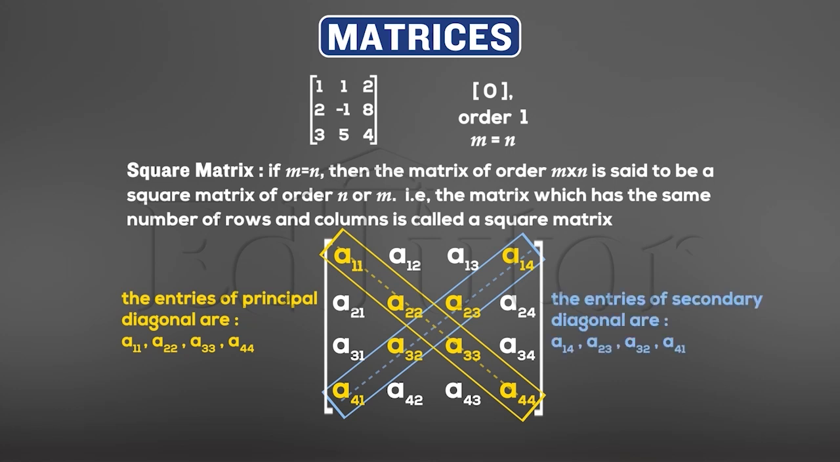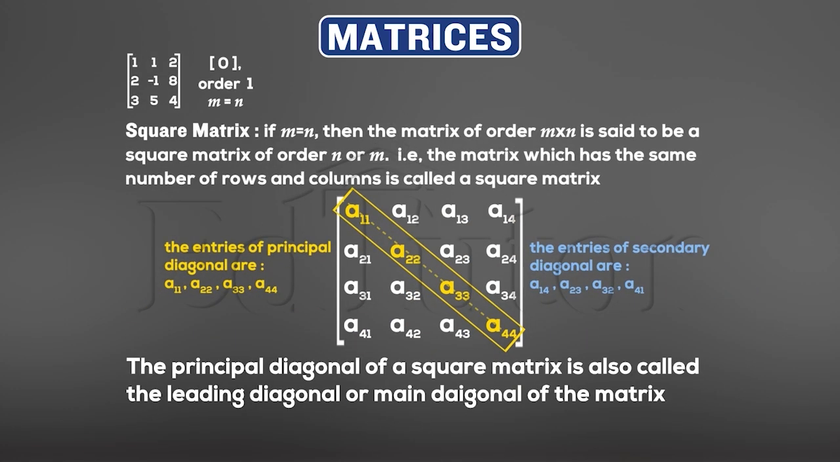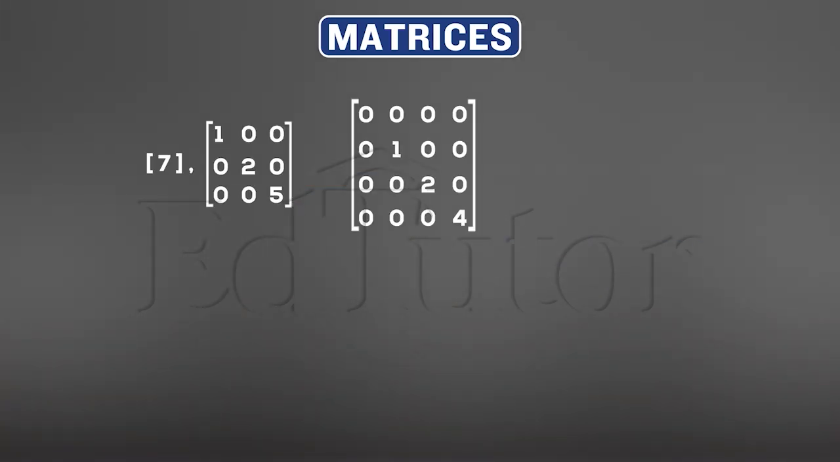But it's the principal diagonal that's the real deal. Whenever we talk about a diagonal of a matrix, we'll consider the principal diagonal. You can also call it the main or leading diagonal. Let's look at a couple of square matrices.